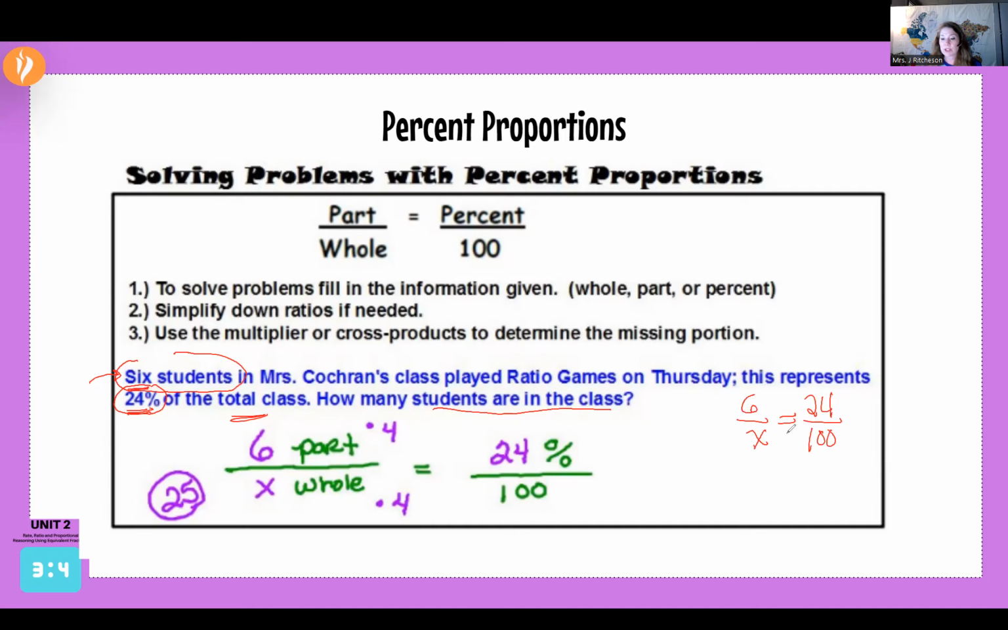Okay. All right. So then we're going to do our cross products again. So 6 times 100 is 600. 24 times x is 24x. And then we always divide by what is attached to the variable. So 24 is attached to the variable. That's what we're going to divide both sides by. 24 divided by 24 is 1, and 1 times x is x. And what is 600 divided by 24? And the answer is 25. So 25 is the total number of students in Miss Cochran's class.